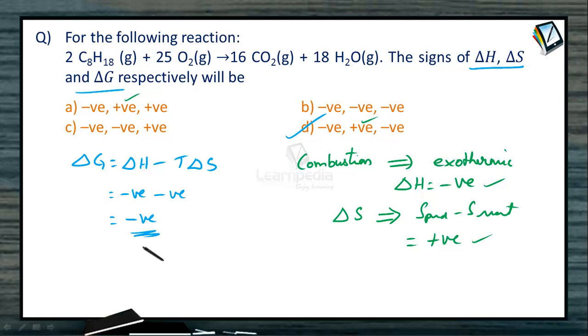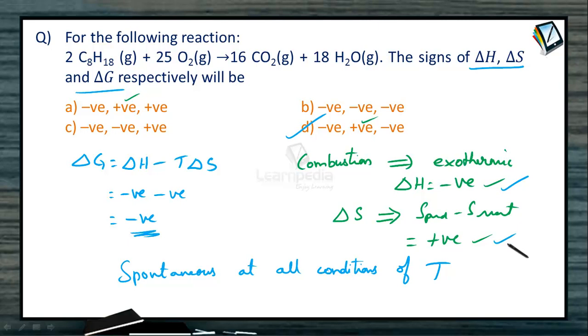It means that this particular reaction is spontaneous at all conditions of temperature, because both the delta H as well as delta S are favorable. Means delta H being negative is one of the favorable condition for the reaction to be spontaneous. Delta S positive is another favorable condition for the reaction to be spontaneous. So definitely the delta G is always negative, means the reaction is spontaneous at all conditions of temperature.